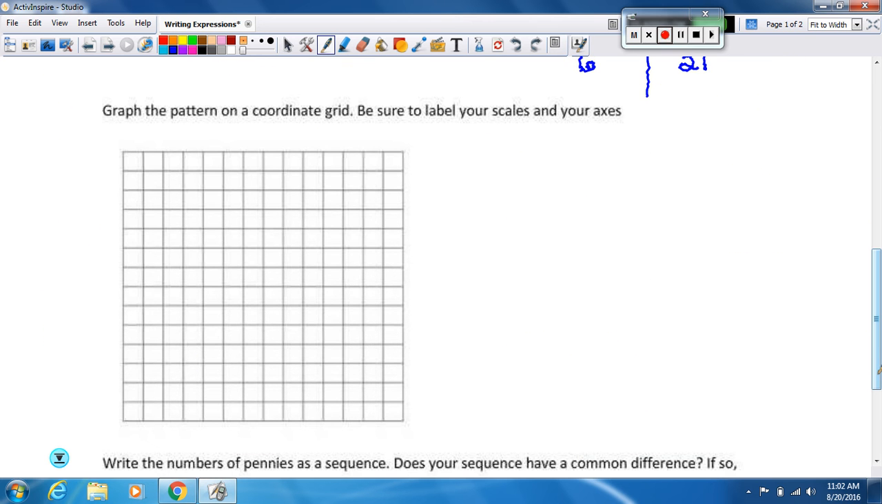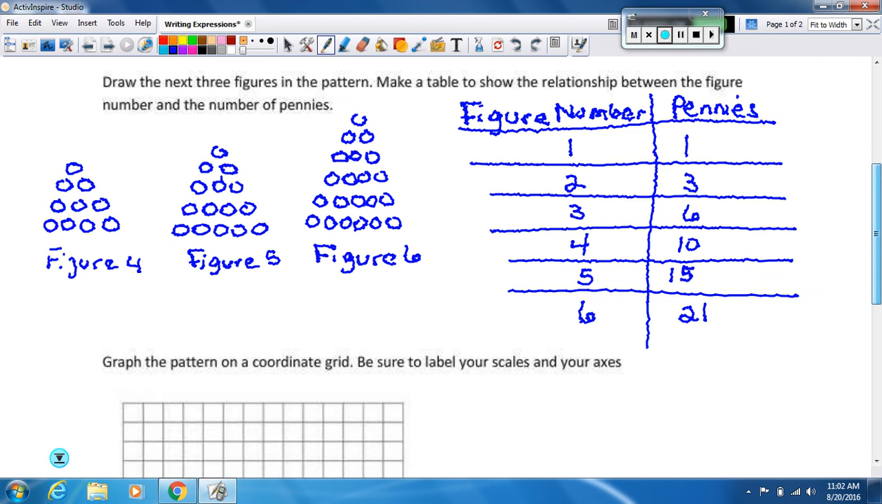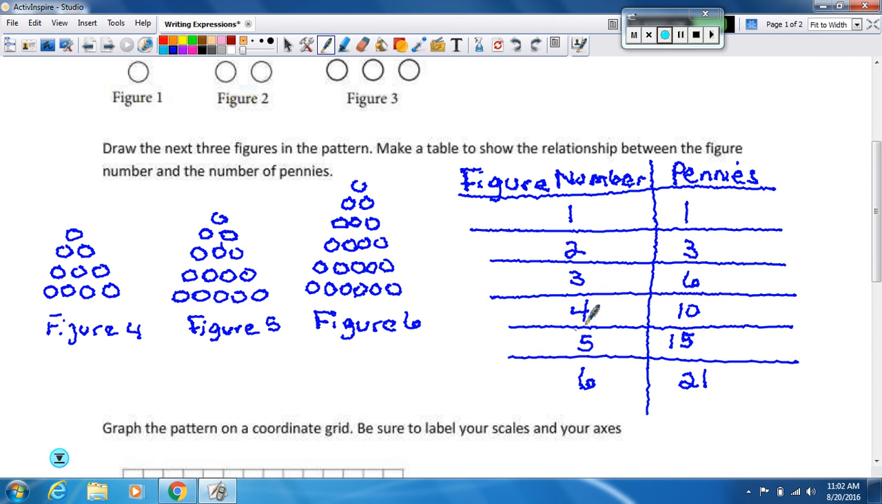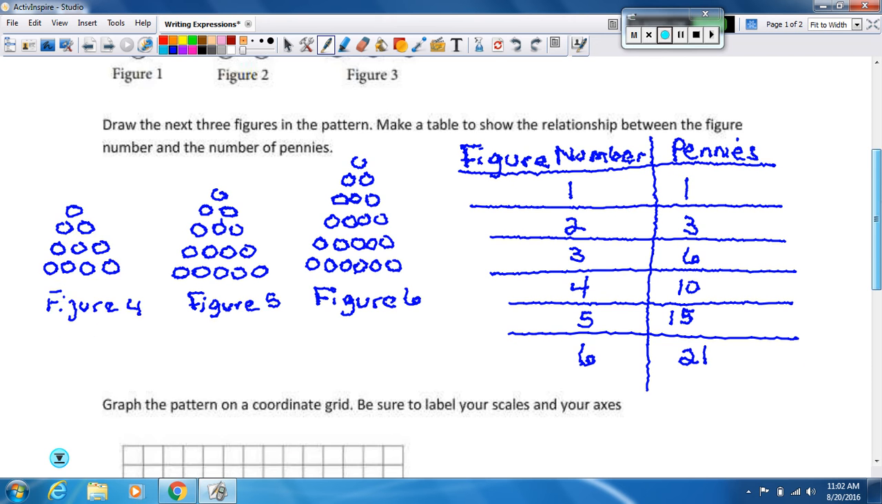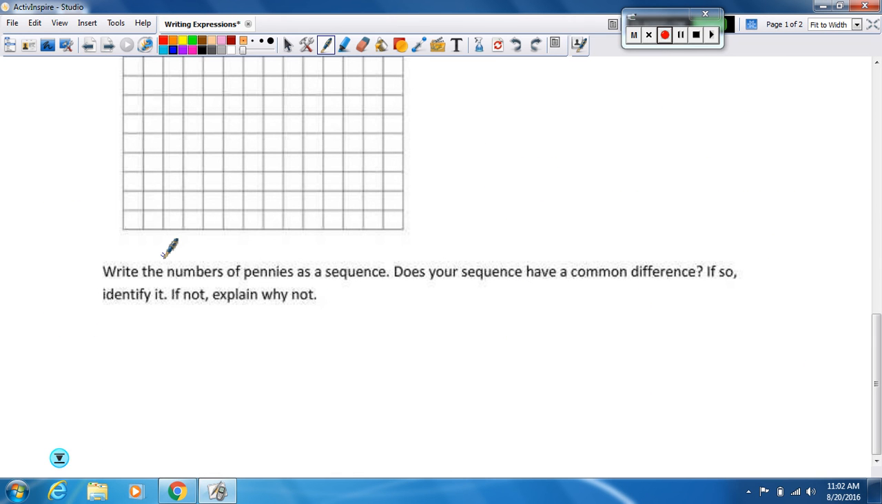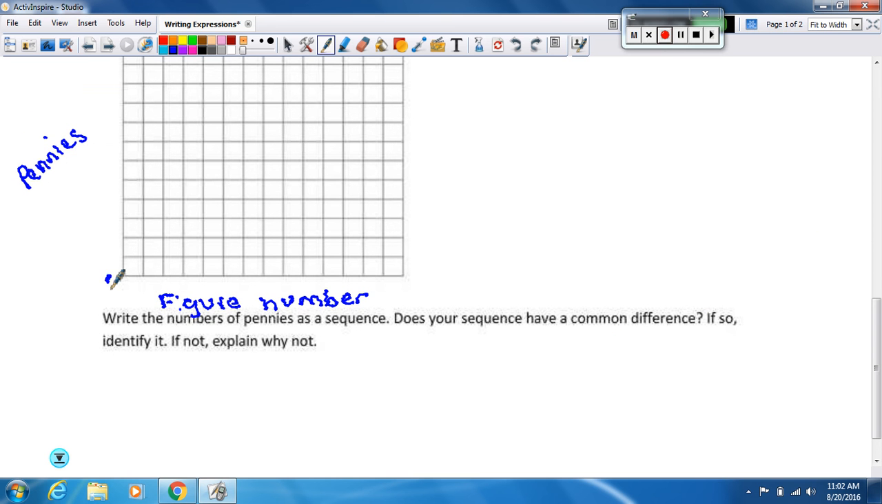Okay, the next thing, graph the pattern on a coordinate grid and be sure to label your scales and your axis. Okay, whatever the first item is in the table is always along the bottom of your axis. So figure number is going to be on the bottom. And that means pennies will be on the side. Normally you write these sideways, but I can't with my board. So you always have 0 in the corner here.